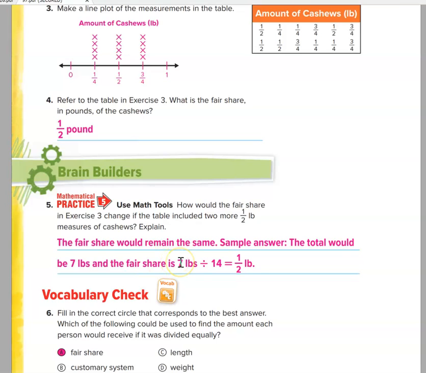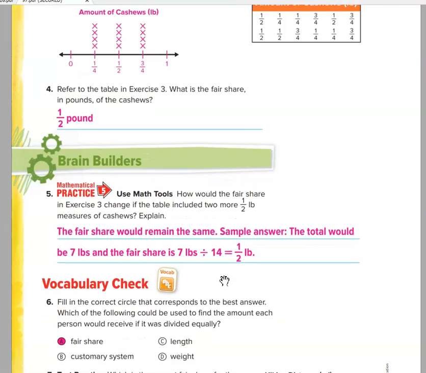You could show me here 7 divided by 14 equals 1/2 pound, and that's fine. However you explain it, it should be close to this. So it should be saying that you took 7 divided by 14 and ended up with 1/2. And also you should be telling me that the fair share remains the same. Make sure you do that.